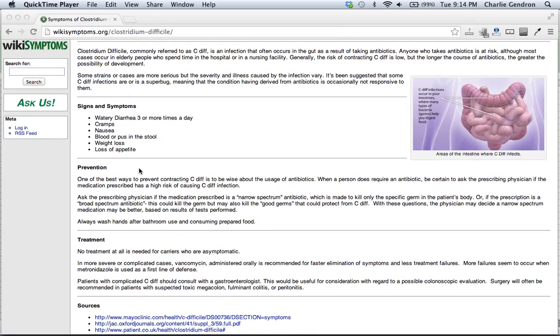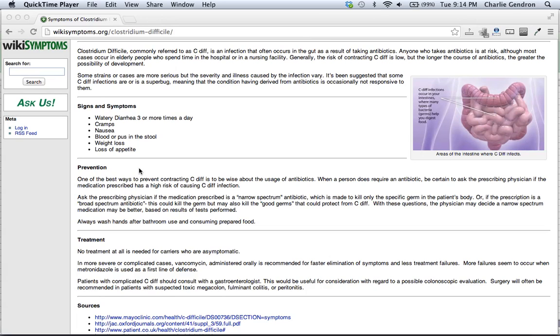One of the best ways to prevent contracting C. diff is to be wise about the usage of antibiotics. When a person does require an antibiotic, be certain to ask the prescribing physician if the medication prescribed has a high risk of causing C.